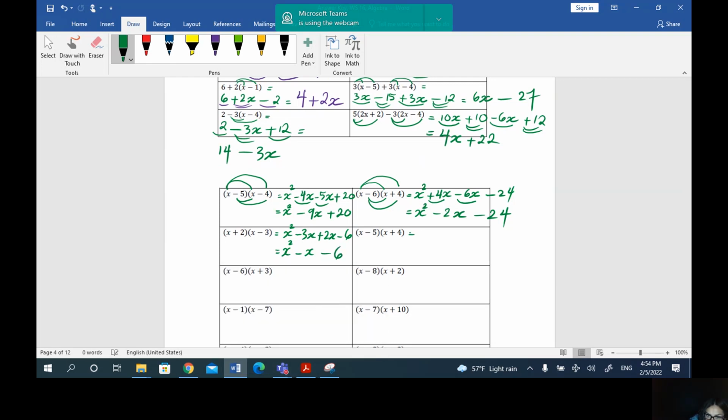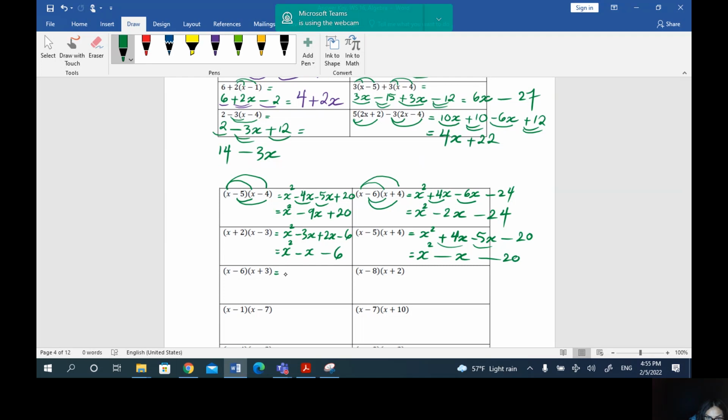Let's do the exact same thing here. X times x, x squared. X times 4, plus 4x. Minus 5 times x, minus 5x. Minus 5 times positive 4 is minus 20. Let's collect like terms. X squared on its own, so it will come down as is. Plus 4 minus 5, they are like terms. Plus 4 minus 5 is minus x, and minus 20 is on its own, so we will bring it down as is.